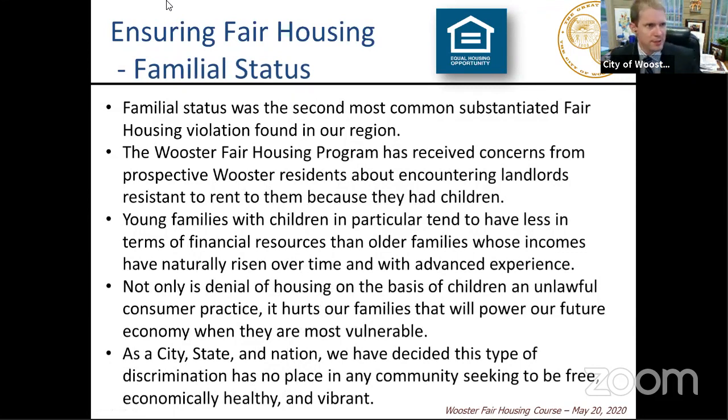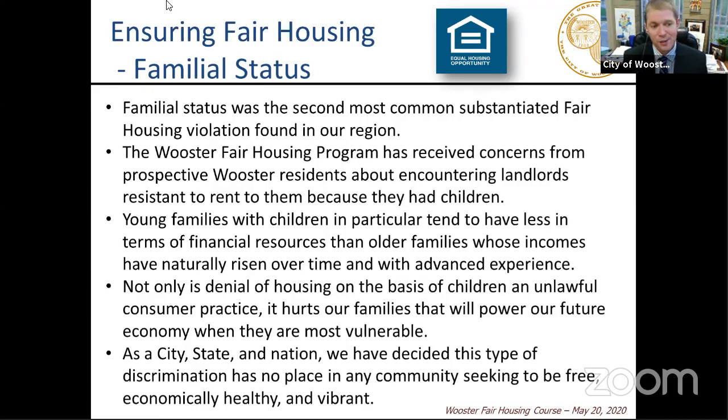Another concern that we see a lot of is familial status. That developed as the second most common concern in our local area. The Wooster Fair Housing Program, specifically, has received concerns from prospective residents and existing residents about encountering landlords who were resistant to rent to them because they had children. Young families with children in particular tend to have less in terms of financial resources than older families whose incomes have naturally risen over time and with advanced experience. And so these particular families are more likely to be renting.